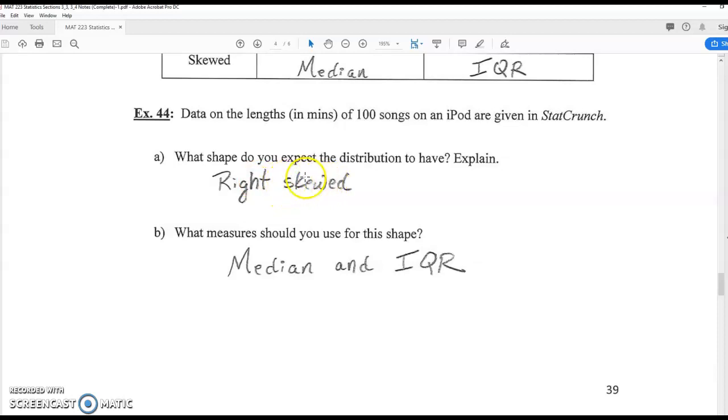So if we have a skewed distribution, what measure should we use for this shape? Well, we want to use a median and IQR. The median to represent the center or the typical value, and the IQR or interquartile range to represent the horizontal spread.